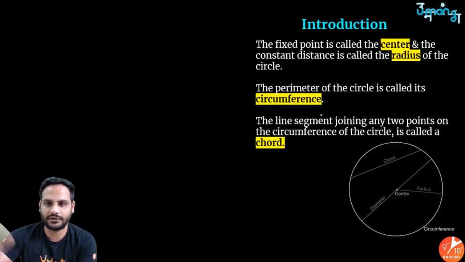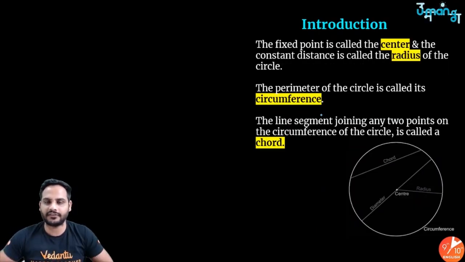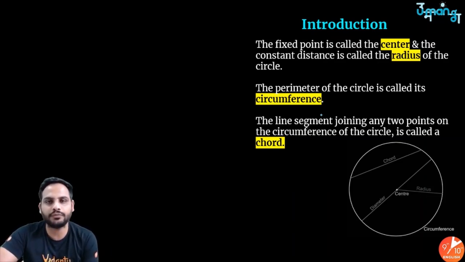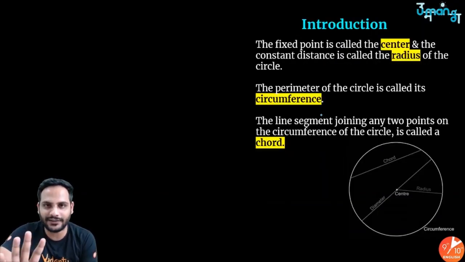After that, so I have told you fixed point is the center, fixed distance is the radius, perimeter of the circle is called circumference, chord is the line segment joining any 2 points on the circumference of the circle, any 2 points. But if it is a diameter, it has to pass through the center as well.